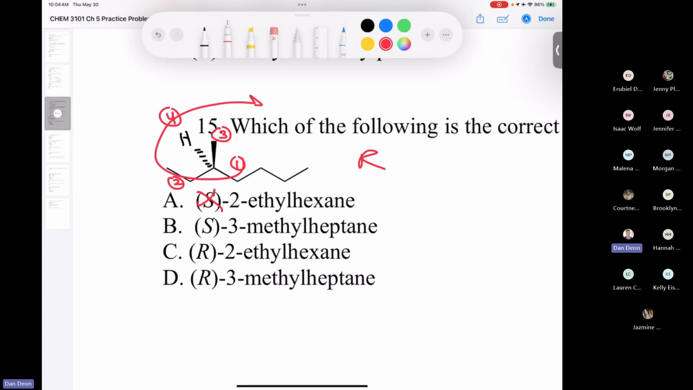So we can cross off these two here. And then the compound, if I number it correctly, it's going to be a 3-methyl 1, 2, 3, 4, 5, 6, 7. So 3-methylheptane. So R-3-methylheptane for this compound.